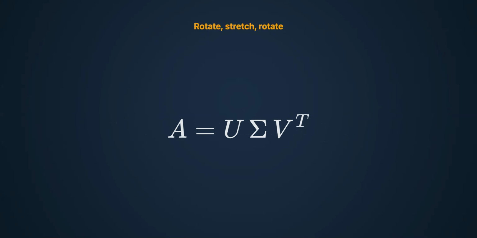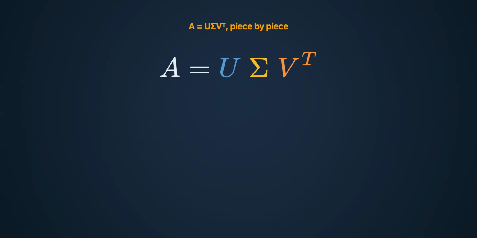A equals U, S, V transpose. 2 rotations with a single stretch in between. That is all any matrix, of any shape, ever does to space. So there it is. Let us name the 3 pieces of A equals U, S, V transpose.